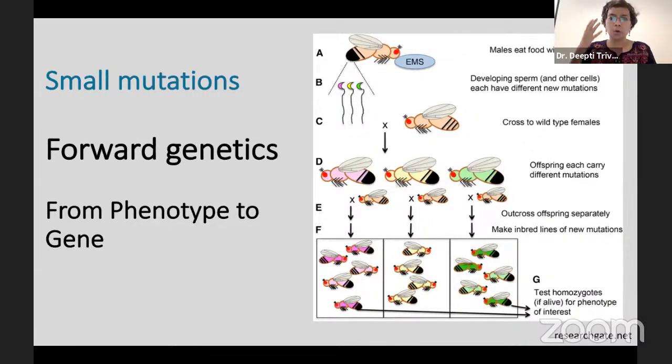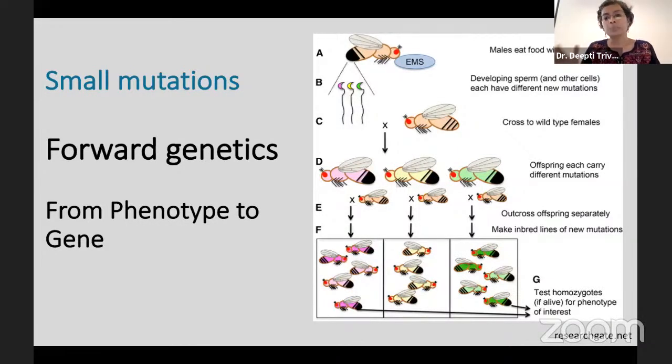So for example, if you wanted to learn everything about vision, what are the genes involved in visual transduction, you would do such a process where you randomly mutate the fly and then see if the fly can see. Then you will have, let's say, 100 mutations or 100 flies which will not be able to see, and we will find out that these are the genes which are important for this particular phenotype.